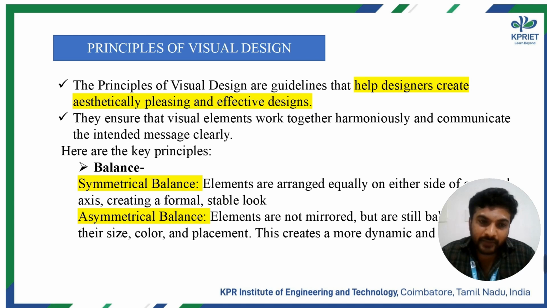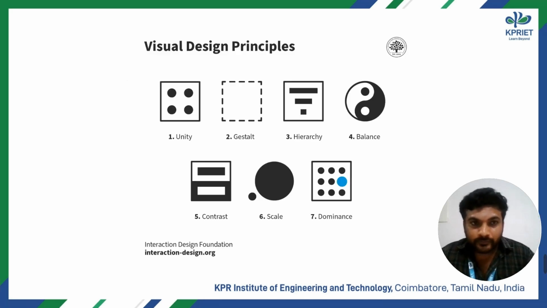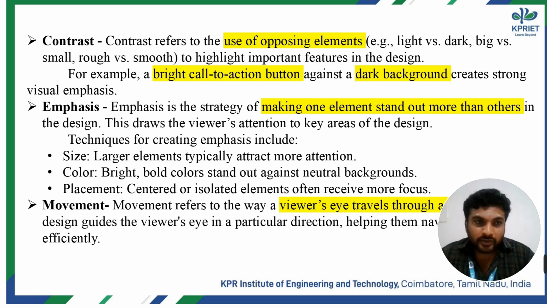Balance. Balance can be classified into two types: symmetrical balance and asymmetrical balance. Symmetrical balance is where elements are arranged equally on either side of the axis, creating a formal or stable look. In asymmetrical balance, elements are not mirrored but are still balanced in their size, color, and placement. This creates a more dynamic look. Visual design principles: unity, hierarchy, balance, contrast, scale, dominance. Likewise, we have a number of principles.